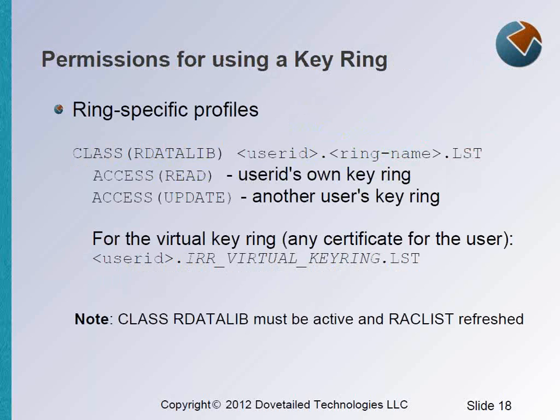Okay, so let's look now at the SAF RACF permissions that a user needs to access and use a certificate in a keyring. The one thing I'll mention is that the security for certificates is at the keyring level or globally, right? You can't put permission on an individual certificate, an individual label. So the ring-specific is the most granular way of doing this, and this is not generally done. I'll show you in the next slide the more popular way of doing this. But sometimes this makes sense.